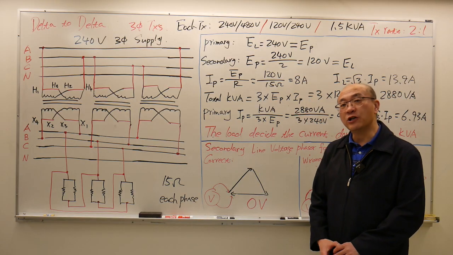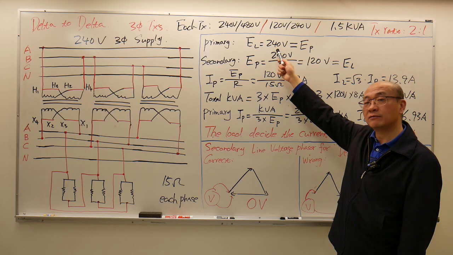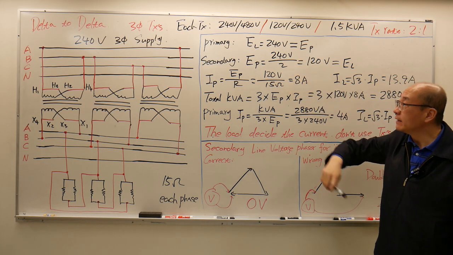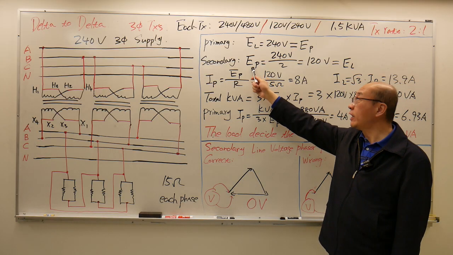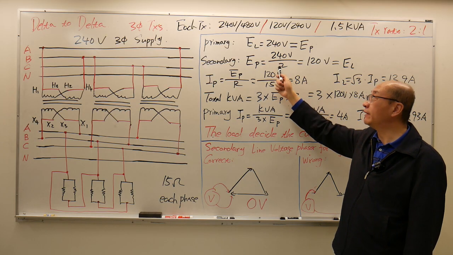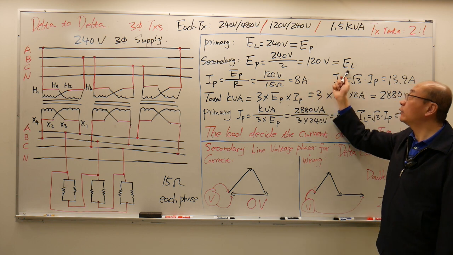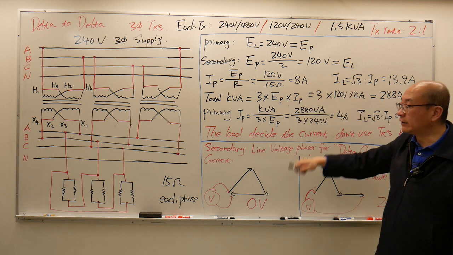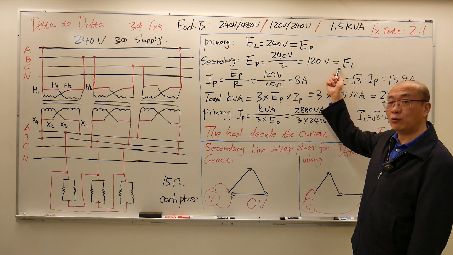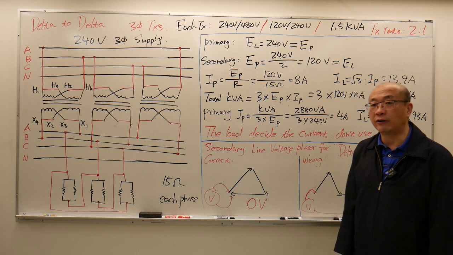Now we can do the calculation down here. Primary line voltage, 240 volts. Delta connection, so equal to the phase voltage. Secondary phase voltage, based on the transformer ratio, 2 to 1, so 240 volts divided by 2 gives me 120 volts. Delta connection, equal to the line voltage. I have a delta connected load, so the line voltage for the load is 120 volts, and the phase voltage is also 120 volts.